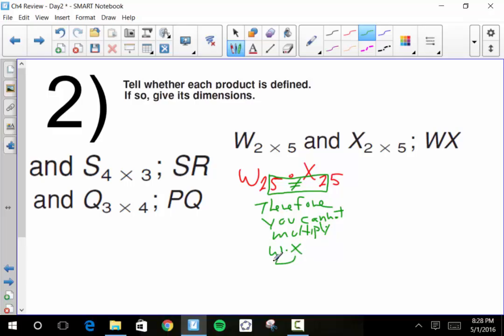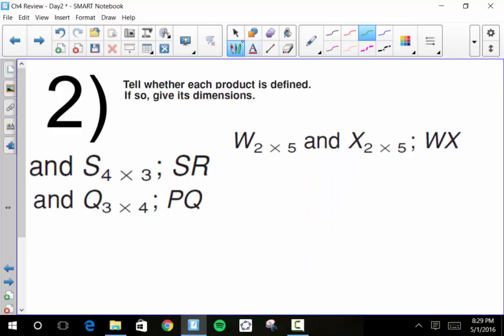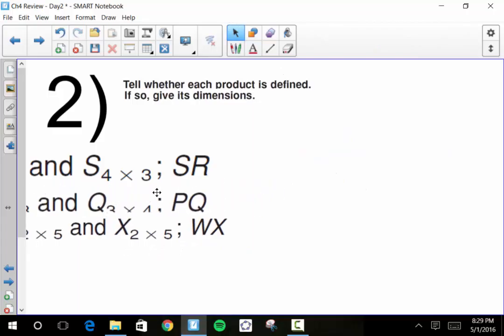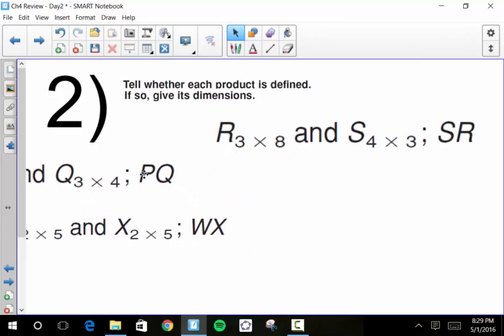Sometimes you can swap them around and it will multiply. It's like one way works and one way doesn't, but the way they give you is the way you have to try it. So this one is a no-go. Let's try one last one on here. Move this one on over. Which one was it? The PQ? No, it's this one. This is our next one.